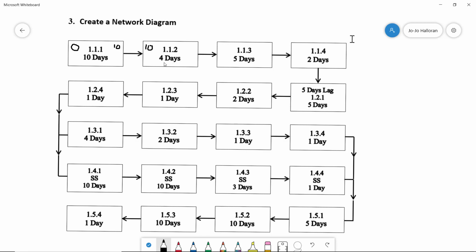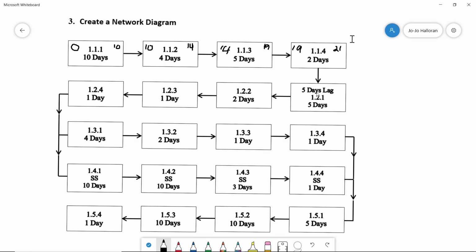Now the duration of 1.1.2 is going to take 4 days, so we're going to end up at day 14. That's the earliest finish date it can end. I'm going to drag number 14 over here in this box. This task is 5 days, which leaves us with number 19. We put 19 as our early start. The earliest day we can finish will be 21, because we have a 2-day duration.